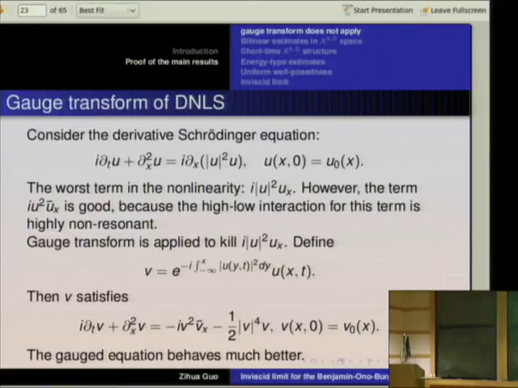Okay, here it is the cubic nonlinearity. The worst term is this: the derivative falls on the component of U. And the other component is very good, because this is even dispersion. Using the gauge transform, exactly defined like this, you can obtain the equation of V. You see, here this is much better, right? This gauge is much better because you can exactly go back and forth. You have the inverse of this gauge transform, so it's much easier. So you see, the gauge transform kills that bad term.